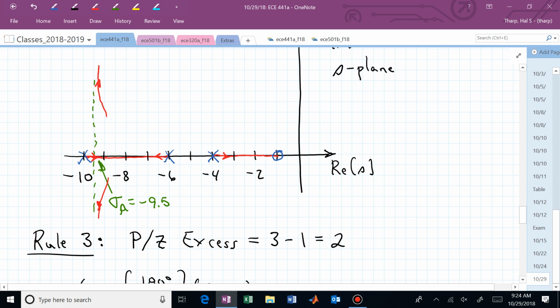Where do we expect the root locus branches to break away from the real line and approach the asymptotes? Between -6 and -10. Somewhere in that region, we are expecting a relative maximum.